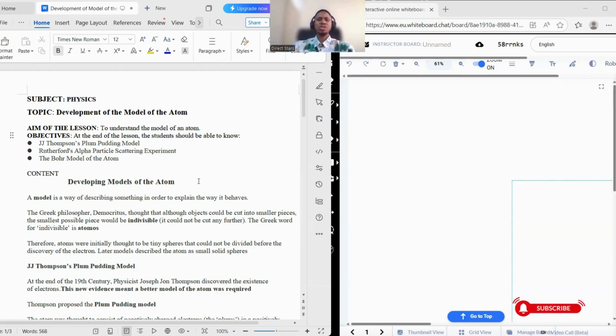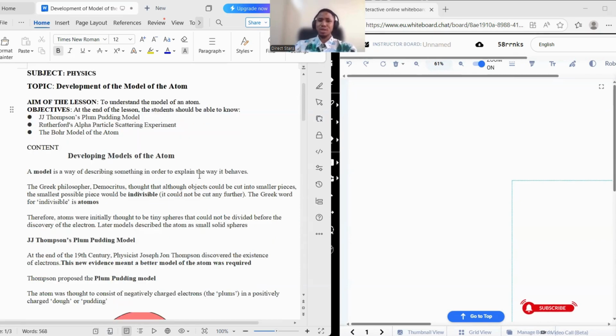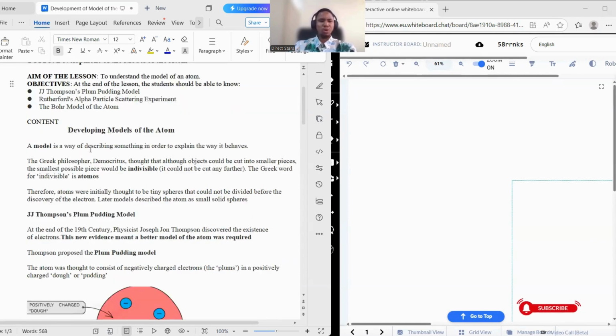So, developing model of the atom. Firstly, what is atom? And we need to understand what model is. A model is a way of describing something in order to explain the way it behaves. That's what we call model. When we say modeling, that means we want a simple thing, like just little of it. Then we want to know how big that one will be. That's what we call model.